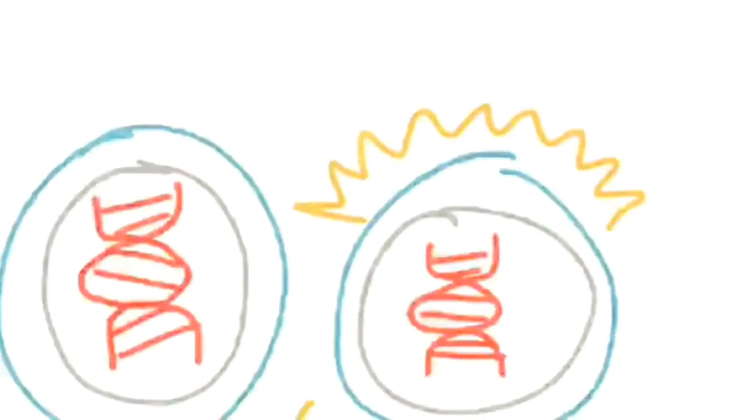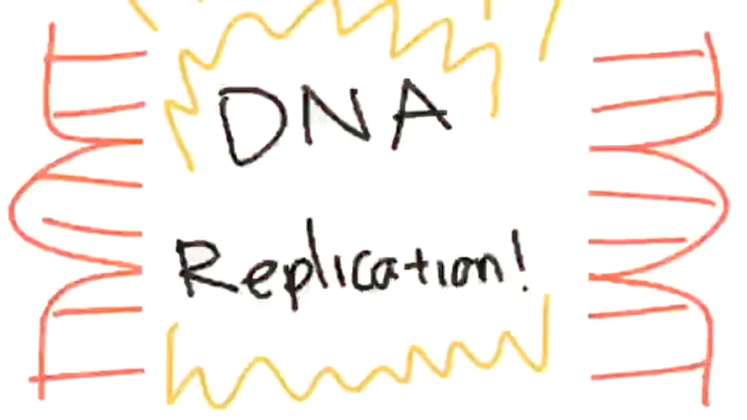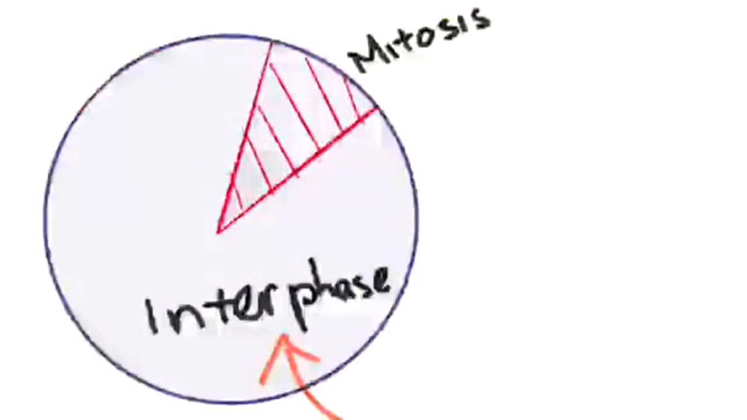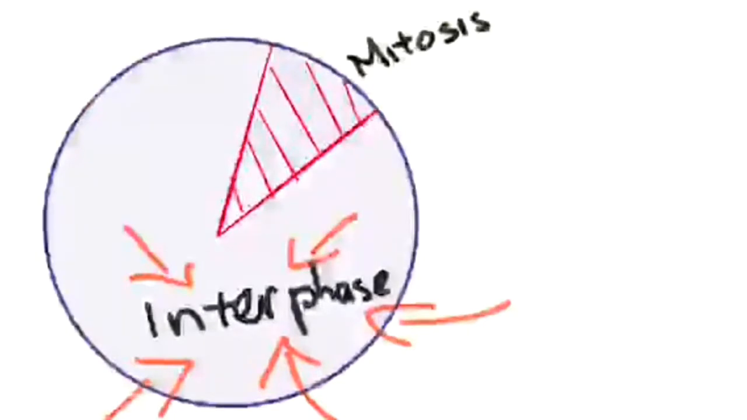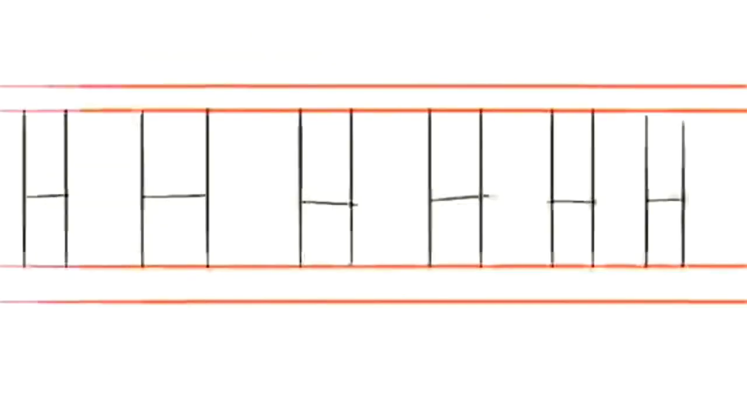It is important for the cell and required to be duplicated for the other cell during replication. That process is called DNA replication. It always happens during the interphase of the cell cycle for obvious reasons. So, let's talk about the replication process.